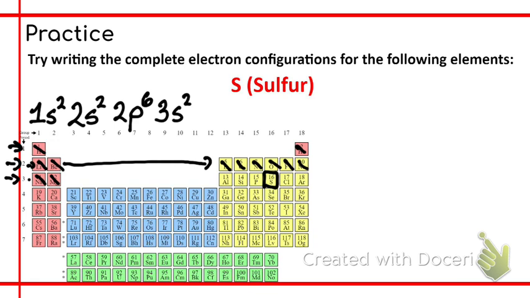We're going to continue on reading this all the way down. We are still in row 3, but we are going to be entering into our P block. And what we're going to do is count the number of squares until we get to our S. So this will be 1, 2, 3, 4. So we're going to get our 3p4. And so this is going to be the electron configuration for sulfur.